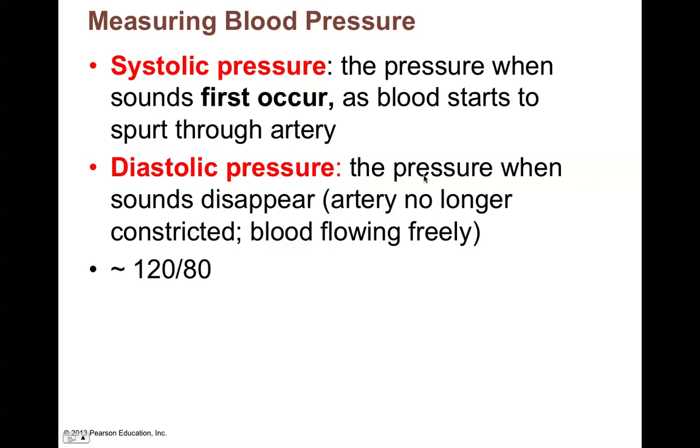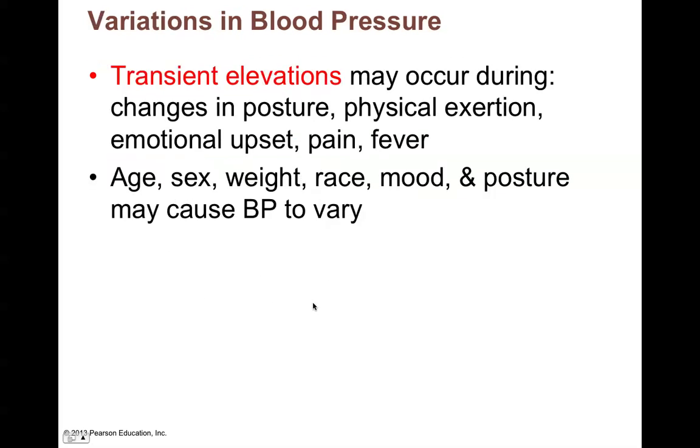Diastolic pressure is defined as the pressure when the sounds disappear. The artery is no longer constricted and the blood is flowing freely. Obviously, these are related to your hearing acuity if you're the practitioner. So we have other types of equipment where we can automatically measure blood pressure without having to hear the sounds begin and then stop. Average 120/80.